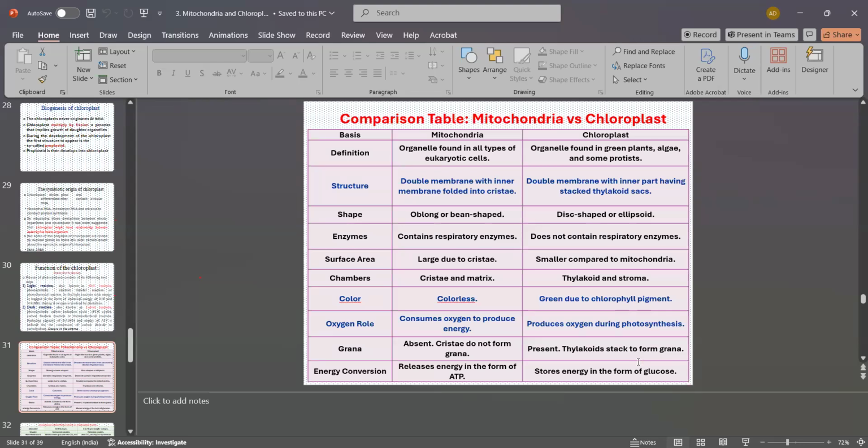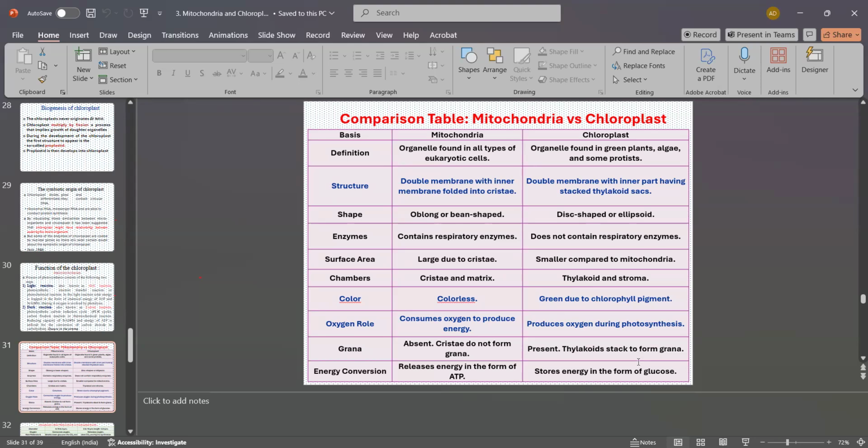Then what are the differences in the comparison table? Mitochondria versus chloroplast. Majorly 20 differences are there. On the basis of qualities or characters, the differences between mitochondria and chloroplast. The first one is the definition. Mitochondria are organelles found in all types of eukaryotic cells. Chloroplasts are organelles found in green plants, algae, and some protista; they are only present there.